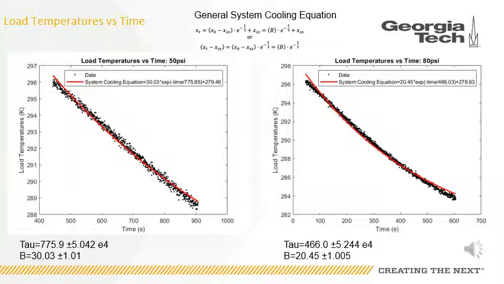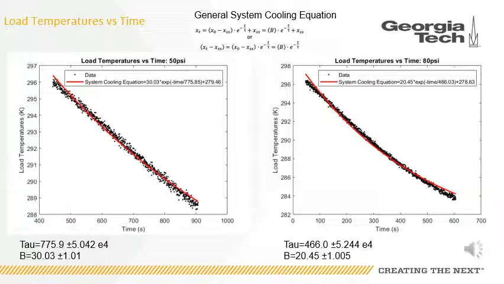One of our goals was to determine how well our system fit the general system cooling equation. The first step to achieve this was to use a York regression on the linear region of the data for the load temperature as it varied with time for each of the two P3 pressures of 50 psi and 80 psi. This region was the transient region, which we would later also use for our experimental calculation of the load's mass.